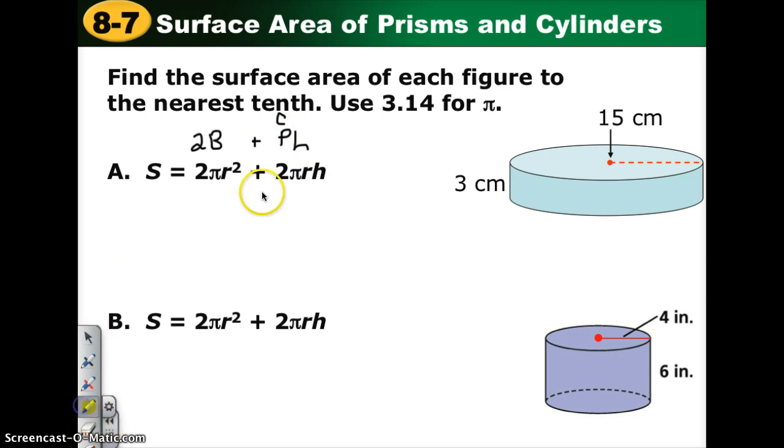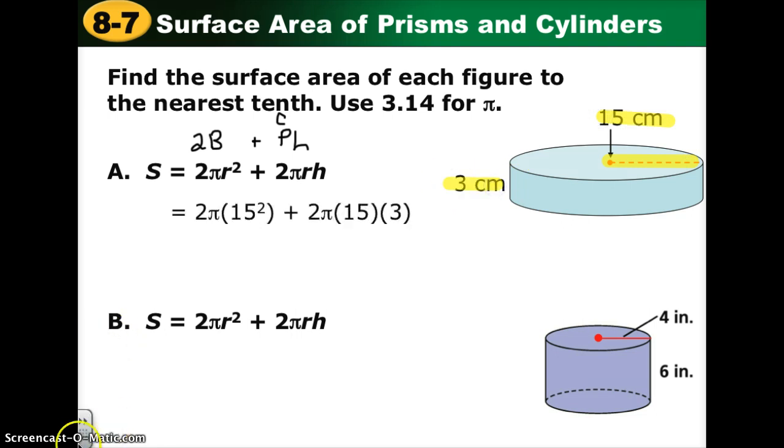So we just need to identify radius, which is 15, and the height of the shape, which is 3. Cylinders are kind of nice because we don't need as many values, and we substitute them in. The tricky part here is making sure we follow order of operations, parentheses first, and then exponent. So we do 15 squared before we do anything else, and get 225 there. Then we can multiply by 2 pi, and we do 2 times pi times 15 times 3 separate.